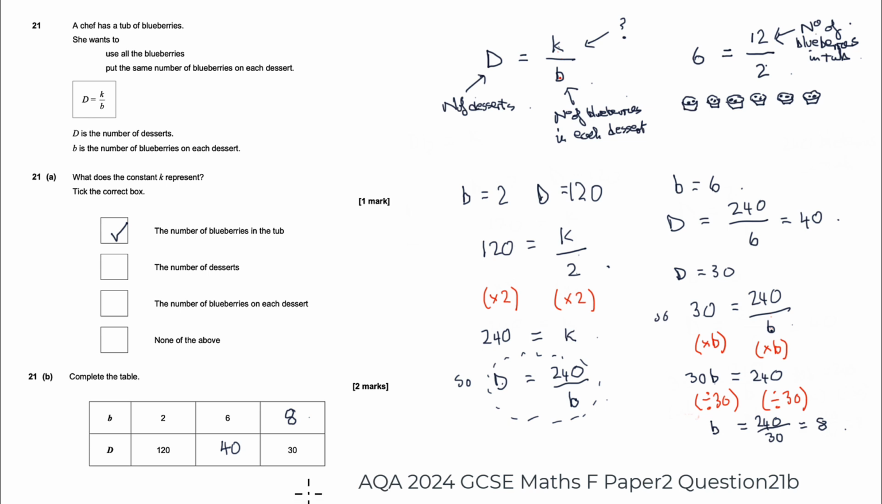Now, the one way you can check all this works, number of desserts, number of blueberries in each dessert, if you multiply these, you should get your 240, the number in the tub, and 2 times 120, certainly 240. If we've got 40 desserts, each having 6 blueberries in it, 40 lots of 6, that's 240. If we have 30 desserts, each with 8 blueberries, 30 times 8, 240 blueberries altogether. So that looks okay.